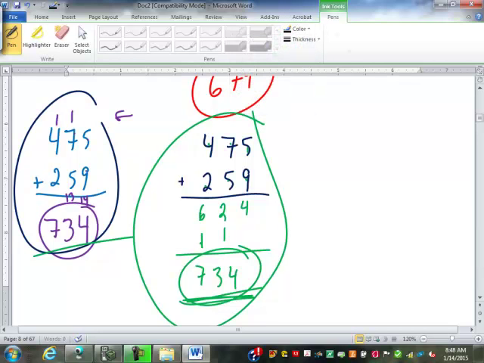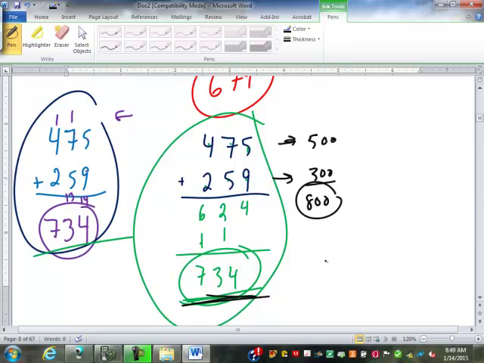And as I mentioned, I realize the calculators are there and they're probably going to be used. When you do, though, when you go to punch in the calculator, I do hope that you look at this and say, okay, 475 is about 500. 259 is about 300. 5 and 3 make about 800. I'm hoping for an answer close to 800.